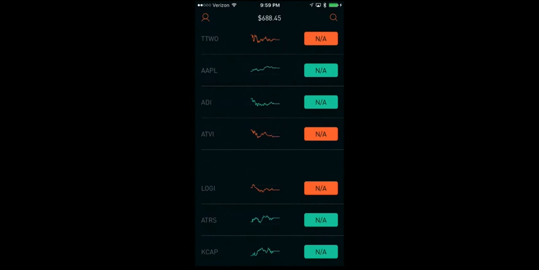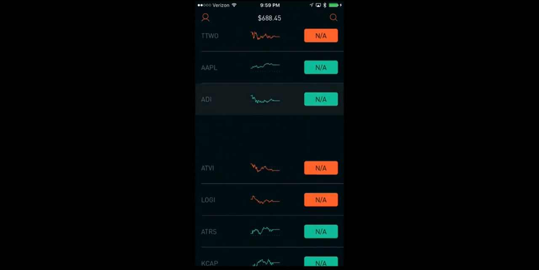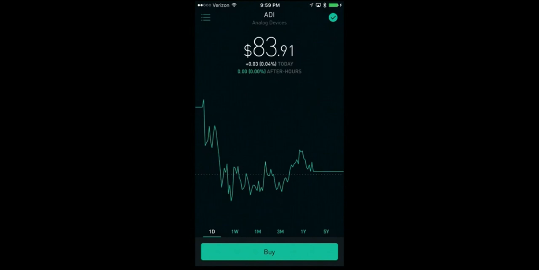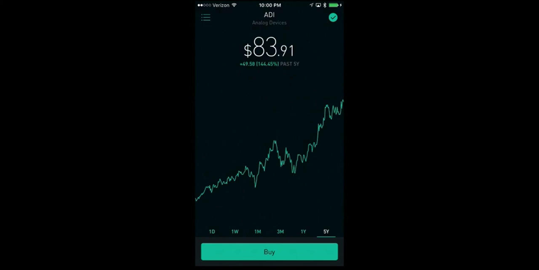All right, next we have, I believe, ADI. All right, so ADI, Analog Devices. Now, Analog Devices, this is part of that Internet of Things. They make hardware sensors. As you can tell, the more that grows, the more this will grow. Last year alone, 36.64%. The last 5 years, 144.45%.